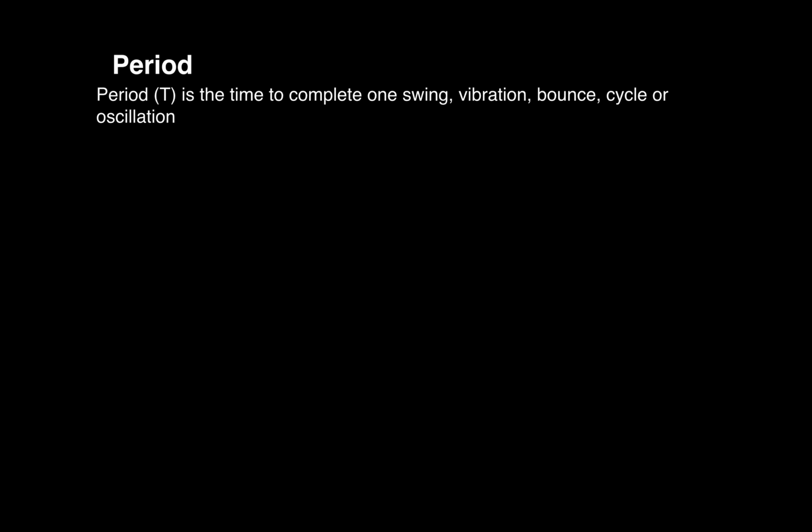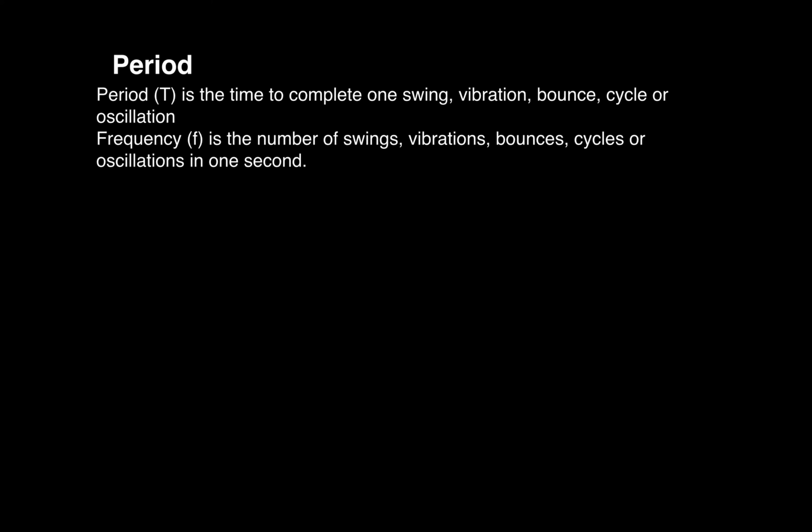We're going to do a brief review of the concepts of period and frequency. Period is the time an object that is repeating its motion takes to complete one swing, vibration, bounce, cycle, or oscillation. Frequency is the inverse of period. Frequency is the number of swings, vibrations, bounces, cycles, or oscillations that occur in 1 second. The symbol for period is T, and its unit is the second. The symbol for frequency is f, and its unit is the hertz.